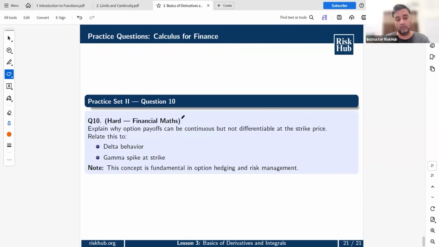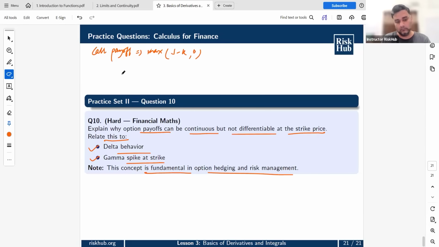Financial maths: why is option payoff continuous? Explain why option payoffs can be continuous but not differentiable at the strike price. Relate this to delta behavior and the gamma spike at the strike. This concept is fundamental in option hedging and risk management. Basically, when you take the call option payoff, it is max of S minus K, comma 0.